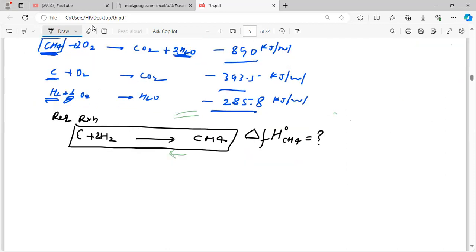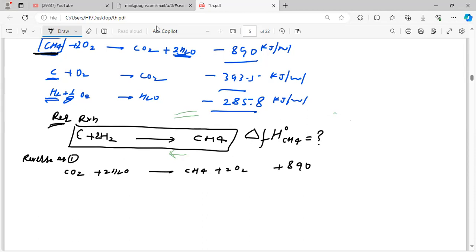Now, whatever data are there, you use the data. In the required reaction, the CH4 that is given on the reactant side should be on the product side. So we are reversing the first equation: CO2 plus 2H2O gives CH4 plus 2O2. When you reverse, the sign also changes. The negative term will become positive.